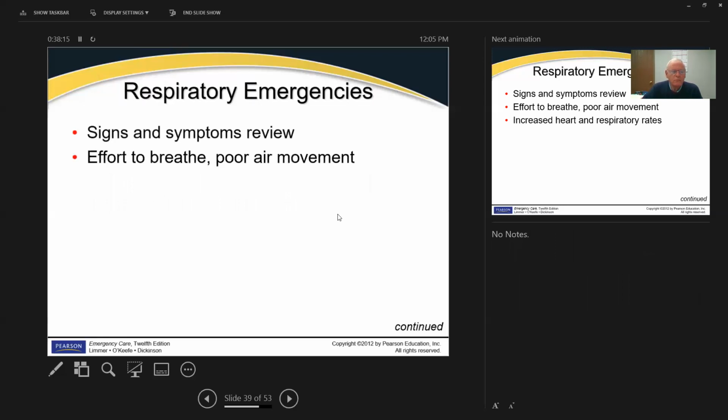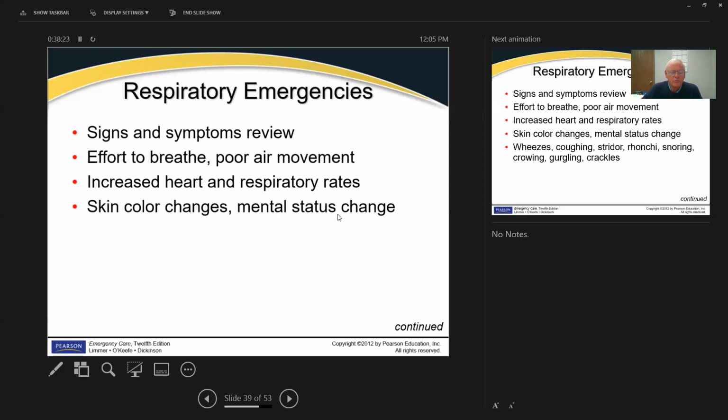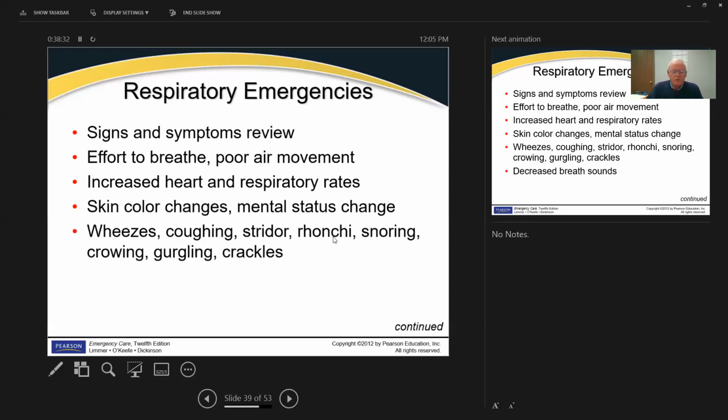So again, evaluate effort to breathe. If they have poor air movement, we got a problem. They may have increased heart and respiratory rate. They may start getting cyanotic, the blue lips, fingertips thing, and they're going to start having altered mental status. They could have wheezes, they could be coughing, they could have that high-pitched stridor, bronchi, which are the more gurgled sounds in the center part of the chest and the bigger bronchial tubes.